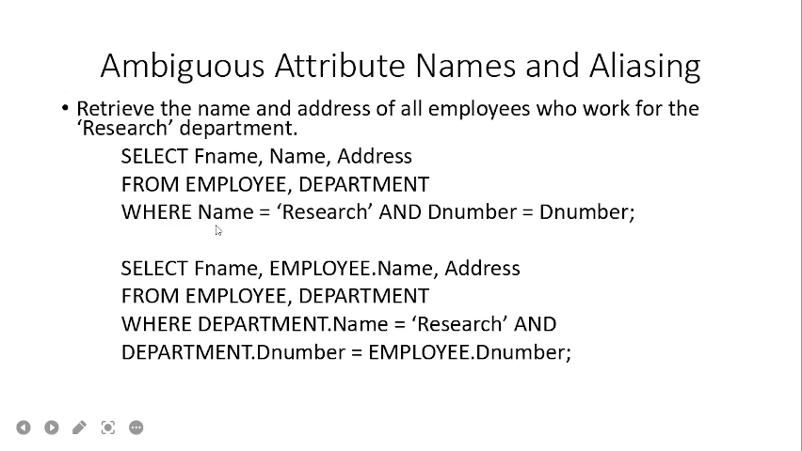We can write it like this: select F name, employee dot name, address from employee, department where department dot name is equal to research and department dot D number is equal to employee dot D number. We can resolve this ambiguity by listing the relation name dot attribute name. So employee dot name means name from the employee relation, and department dot name means name from the department relation. Like that we will be able to resolve this ambiguity.